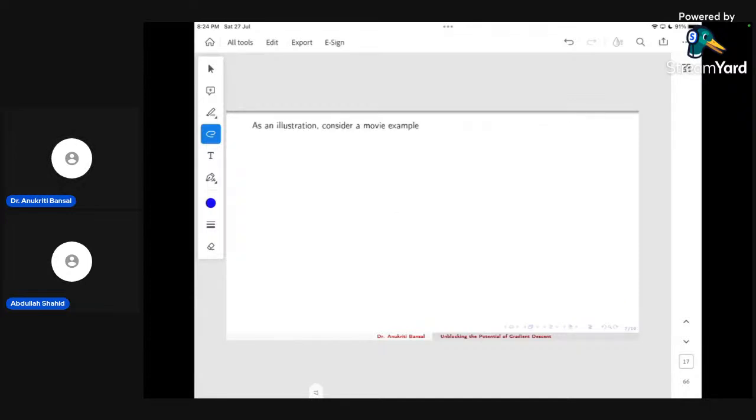Now let's take an example of a movie again. So here the data is a movie, and it can be movie characteristics like who is the actor, director, story, and other parameters. And y is just a number whether I like a movie or I dislike a movie. Okay.